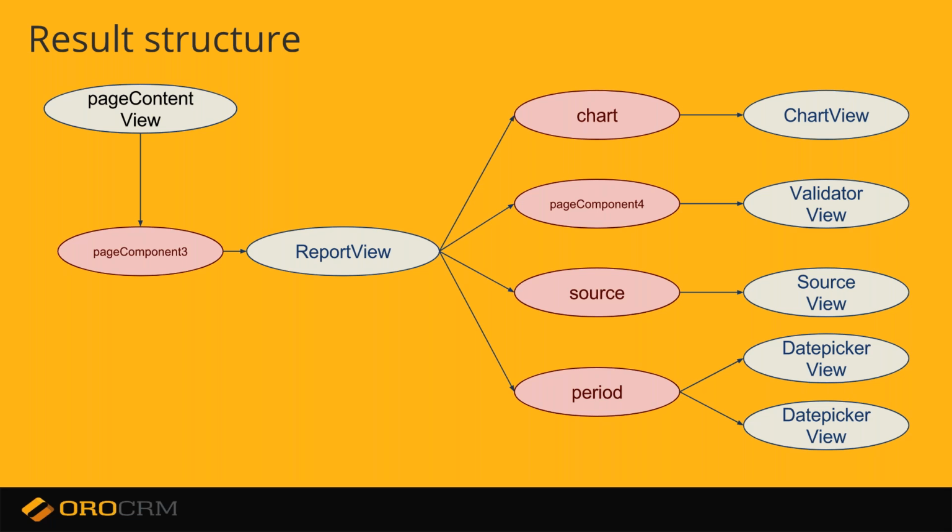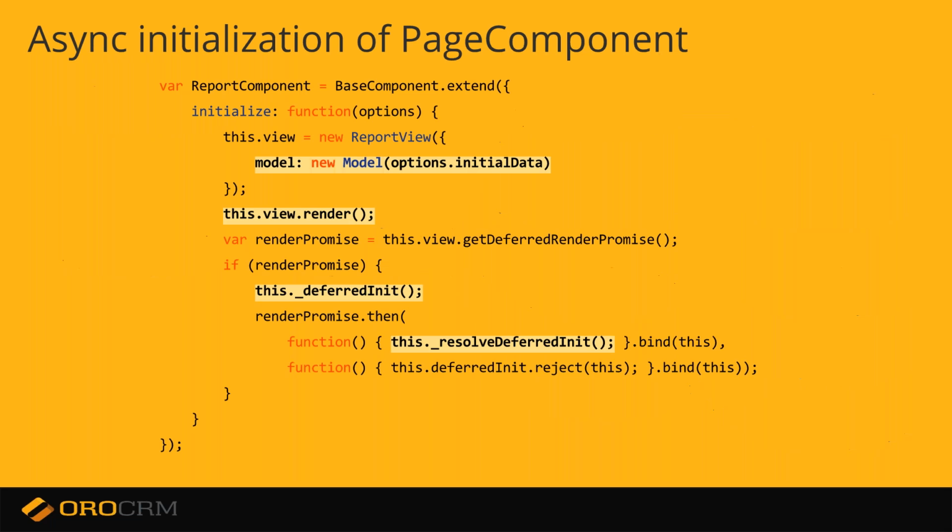Thanks to Backbone, we have it, and it is the Backbone model. The source view and date picker view have to update attributes of a model, and the chart view has to re-render the chart once the model is changed. But how to pass the model to the components that are defined in HTML? The report component creates a model and passes it to the report view.